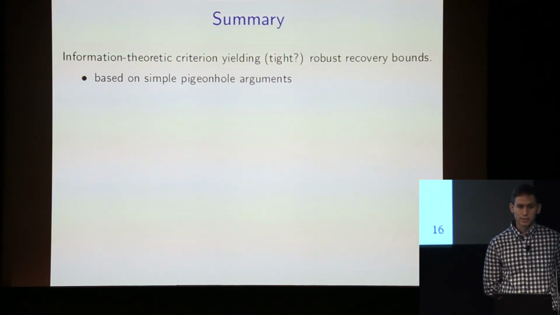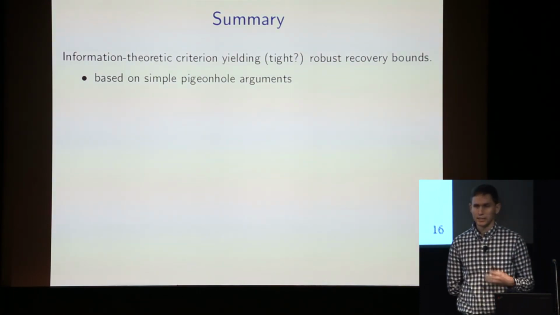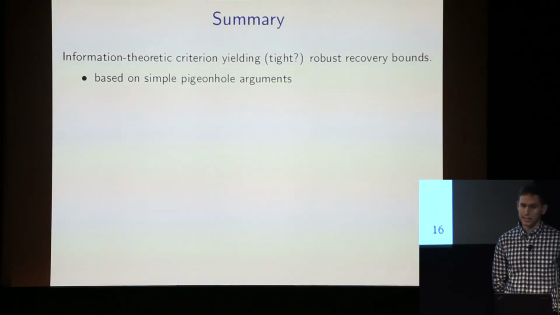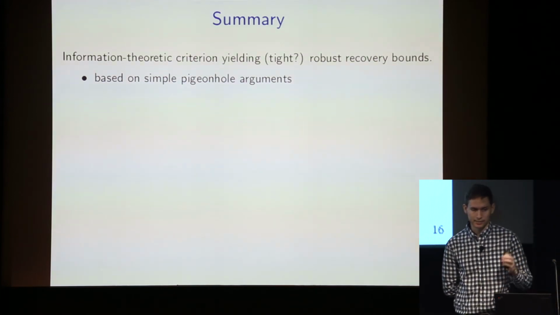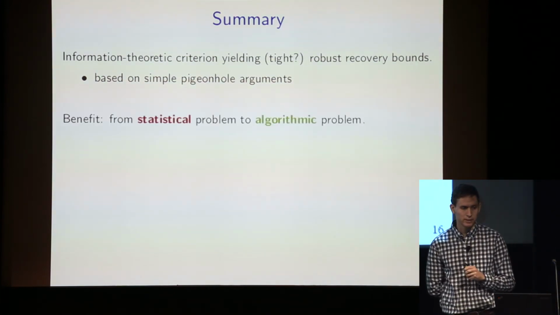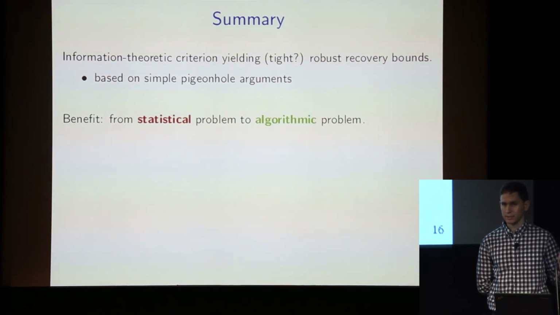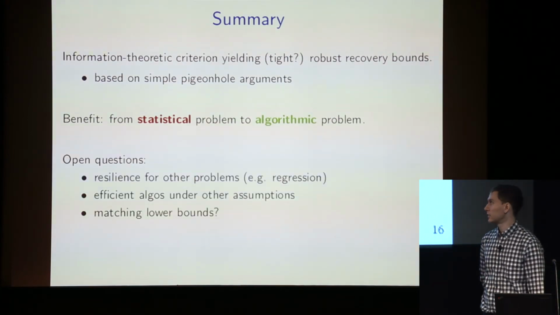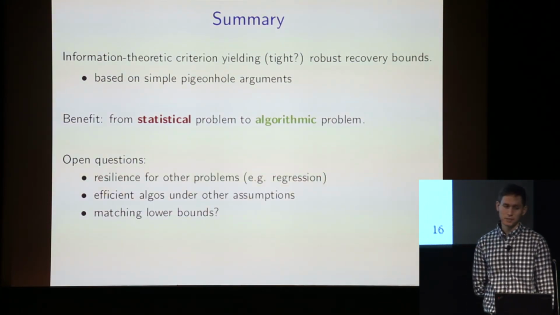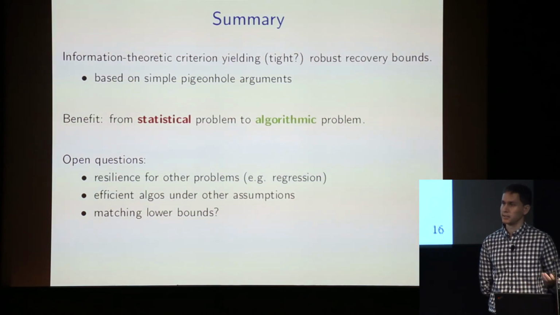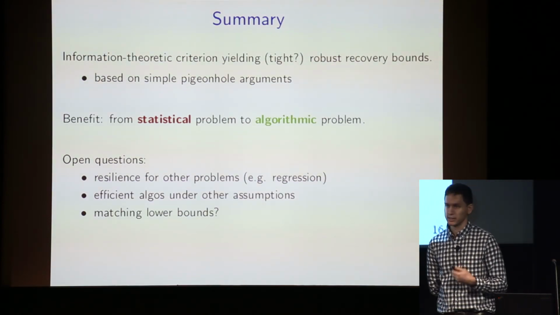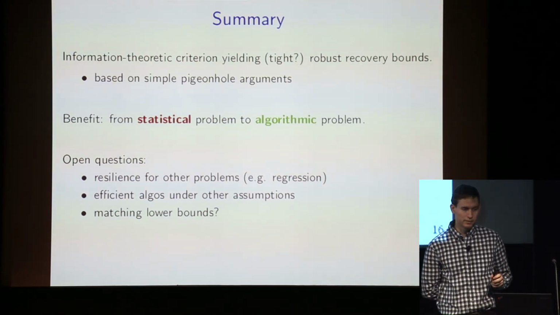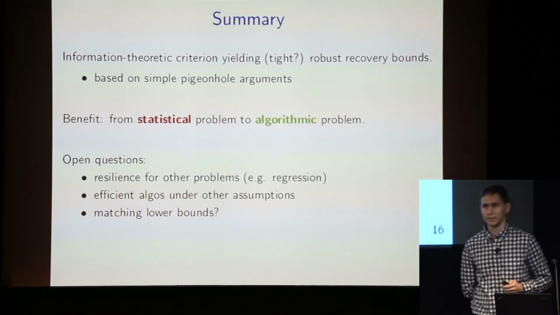So just to summarize, we've presented this information theoretic criterion. In all of the settings that I know of, it seems to give tight bounds if you choose the norm correctly, and it's nicely based on just a simple pigeonhole argument. It has this benefit where we've gone from this statistical problem to just having an algorithmic problem of finding resilient sets. And I think there are a lot of interesting directions to go in from here. One question is what's the right generalization of resilience to other problems such as regression? Can we come up with efficient algorithms under assumptions other than bounded covariance? And can we actually get matching lower bounds? Thanks.